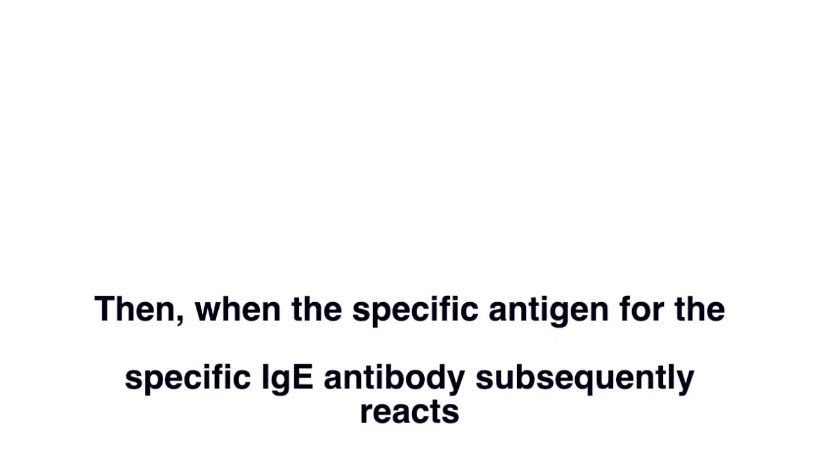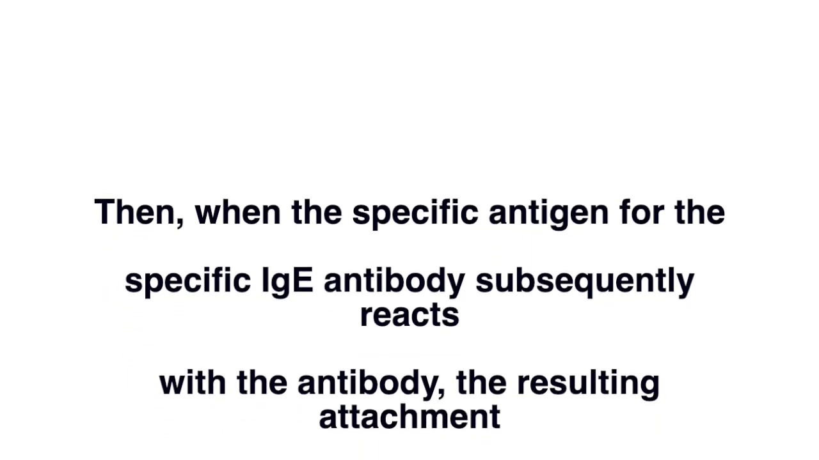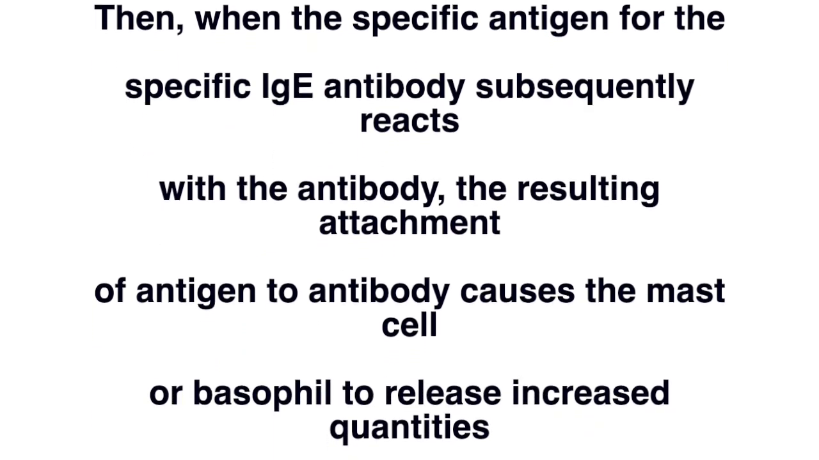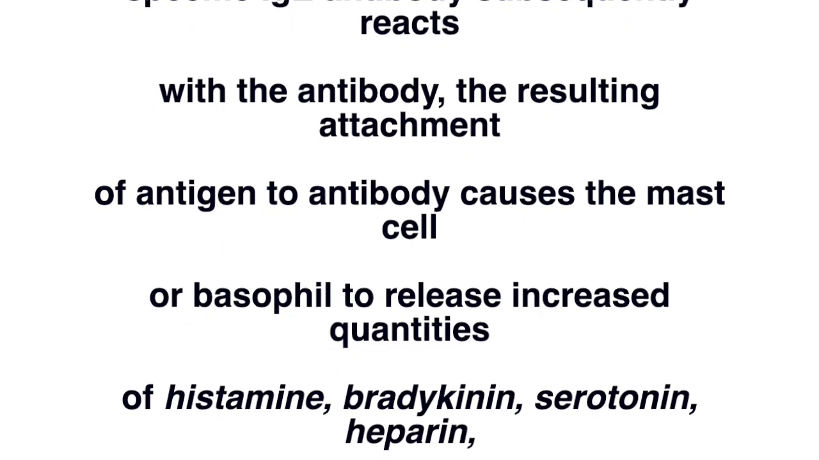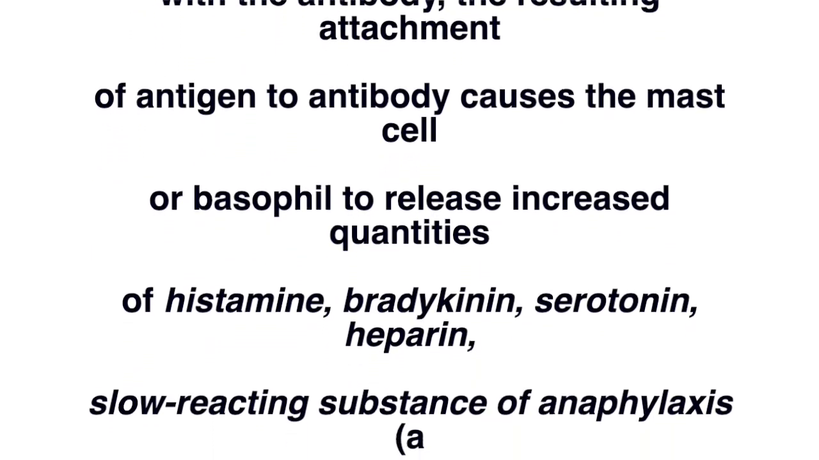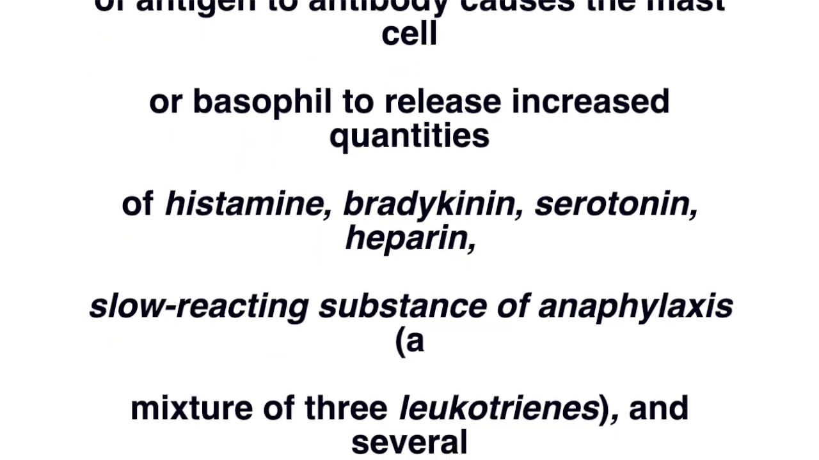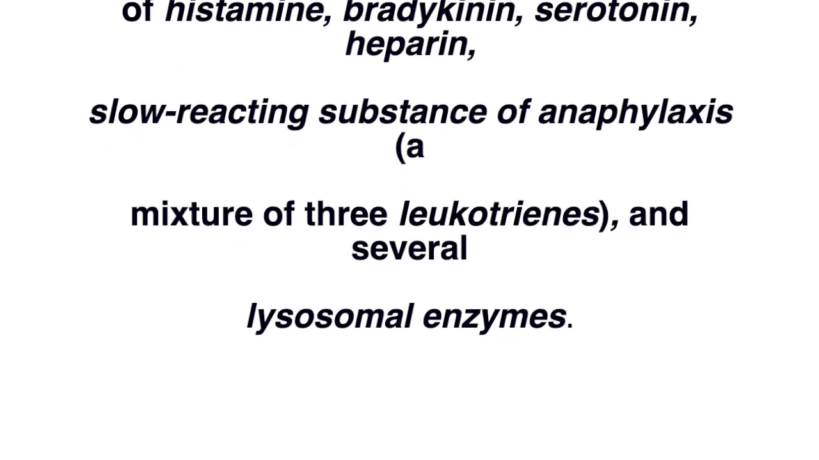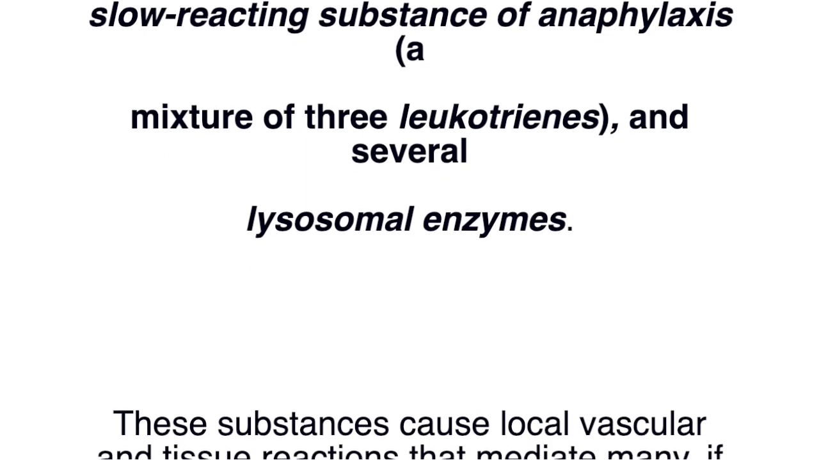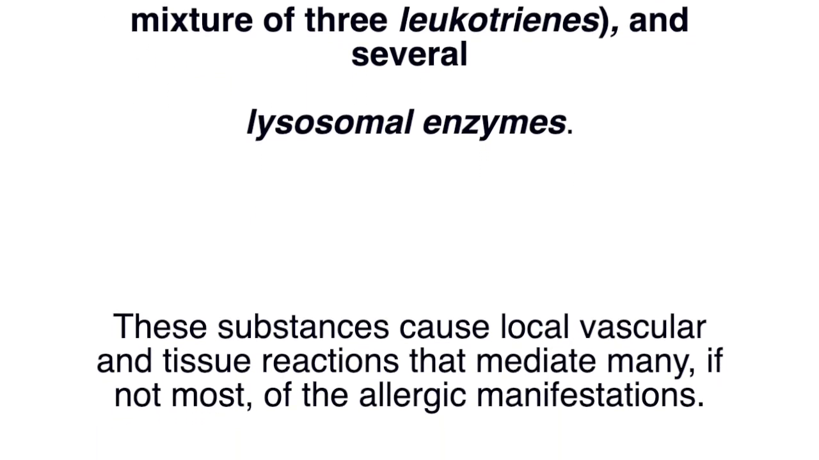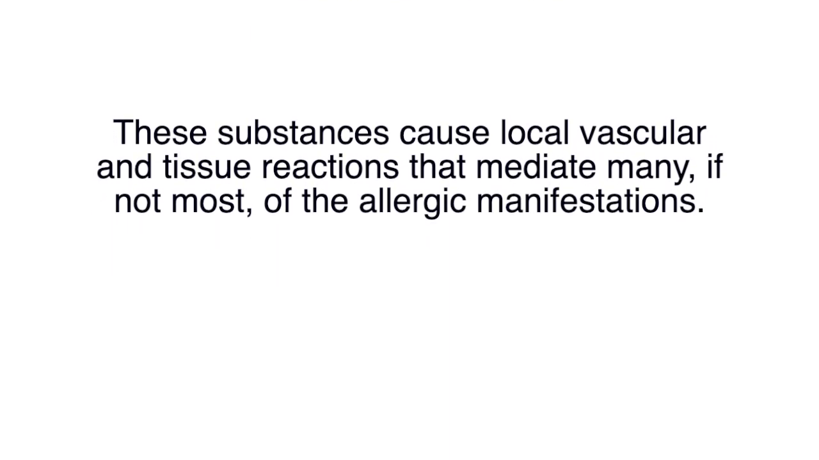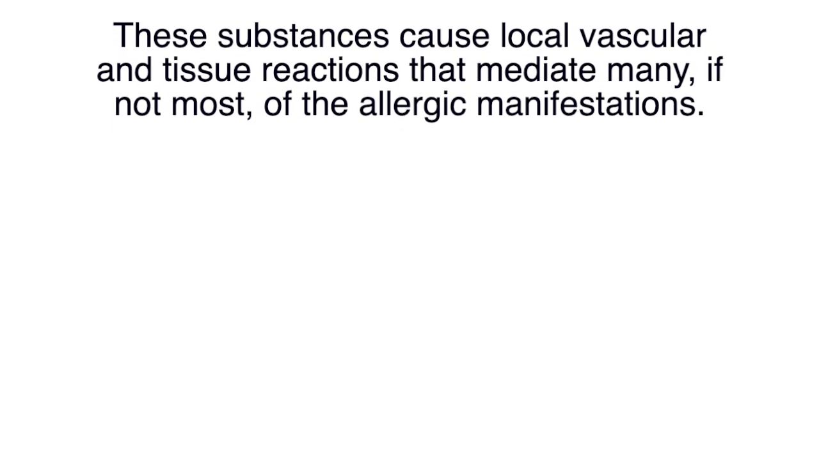Then, when the specific antigen for the specific IgE antibody subsequently reacts with the antibody, the resulting attachment of antigen to antibody causes the mast cell or basophil to release increased quantities of histamine, bradykinin, serotonin, heparin, slow reacting substance of anaphylaxis, SRSA, a mixture of 3 leukotrienes, and several lysosomal enzymes. These substances cause local vascular and tissue reactions that mediate many, if not most, of the allergic manifestations.